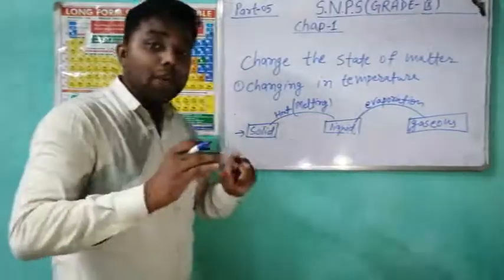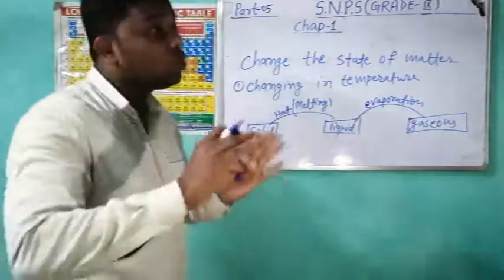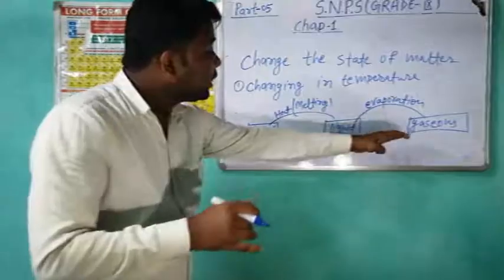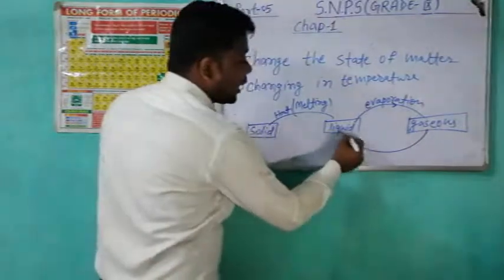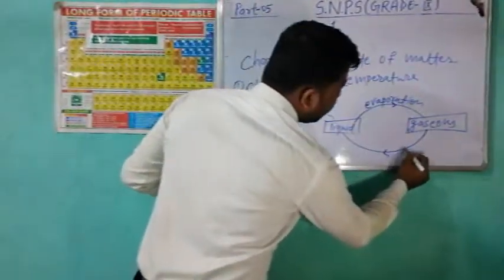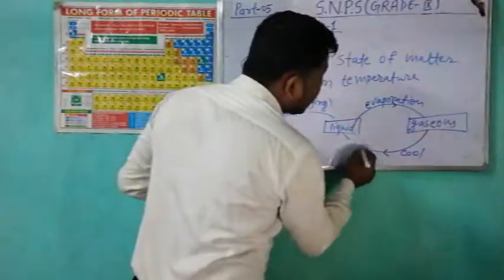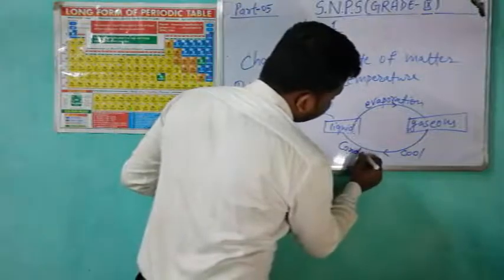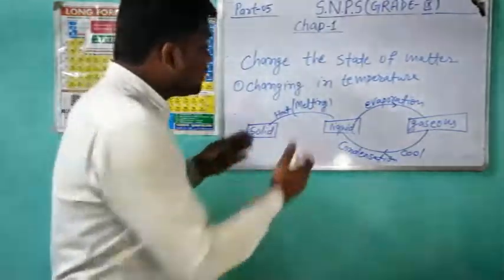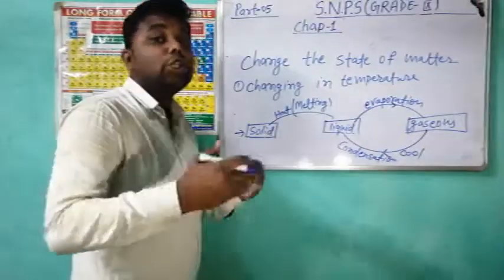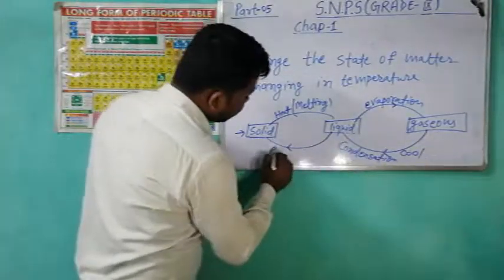And when we cool down the gaseous state of matter, when we cool the vapor, then it is converted into liquid. So this is called condensation. Simply, when we cool the liquid, then it is converted into solid. That is called freezing.